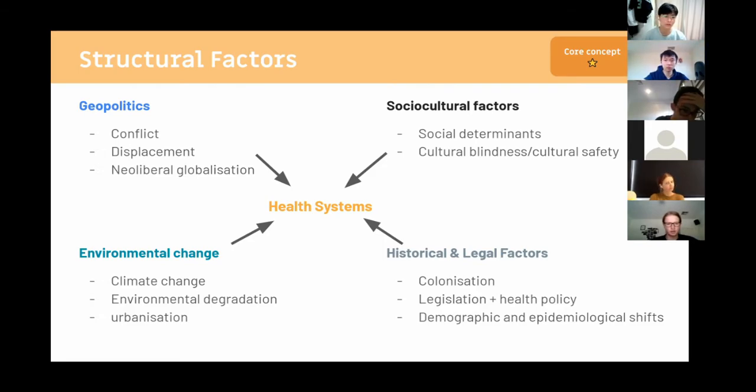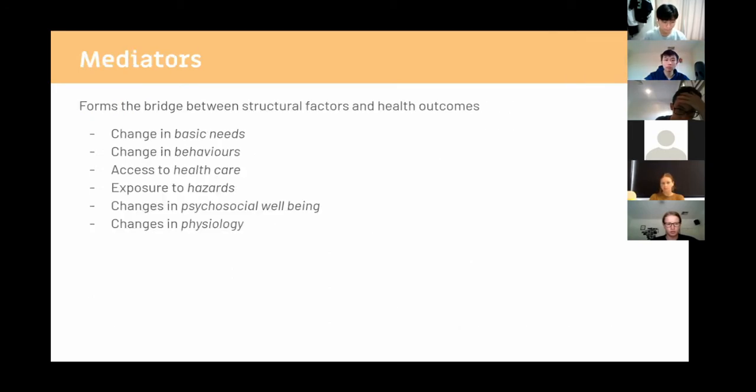That's really important to know because you will come across some of these words. Next slide. There's mediators. This is pretty straightforward. So just like what can you do to change the health outcomes? Like changing basic needs, behaviors, access to healthcare, which we'll go through more about in the next lecture, exposure to hazards, changes in psychological well-being, but also direct physiological changes. Next slide.